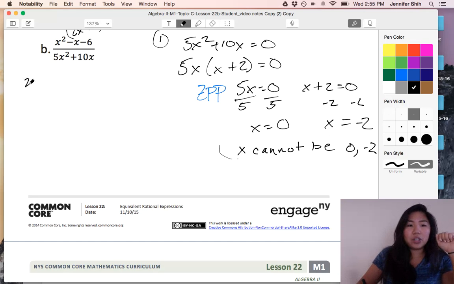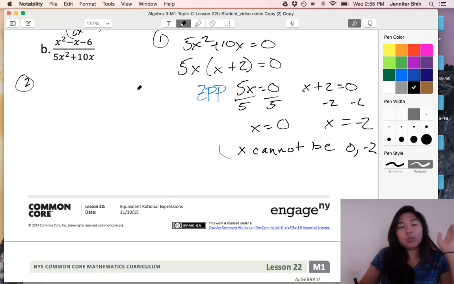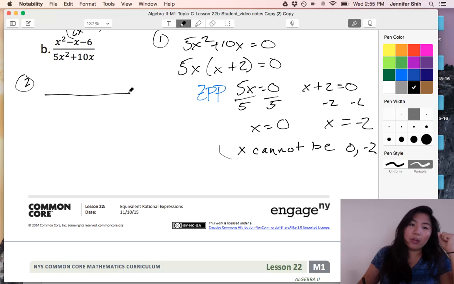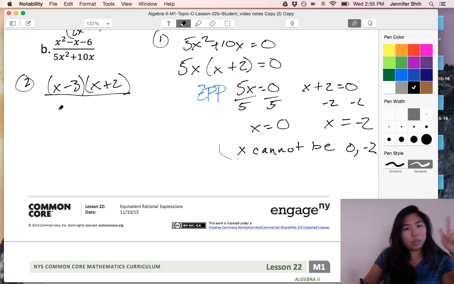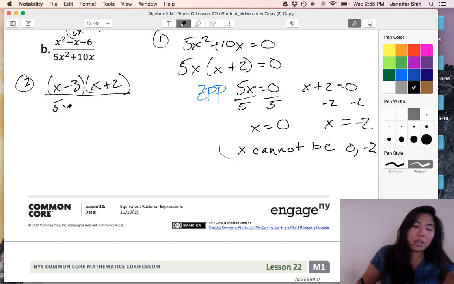Great. Part 2, we are going to reduce this expression to lowest terms. So I'm going to use my mental math in my numerator, and I'm going to factor it out. So it's x minus 3 and x plus 2. Does that work? Yes. Okay. And then I'm going to take my already factored form of the denominator. It helps that in the first step I factored it. And I'm going to, again, write out my factors.